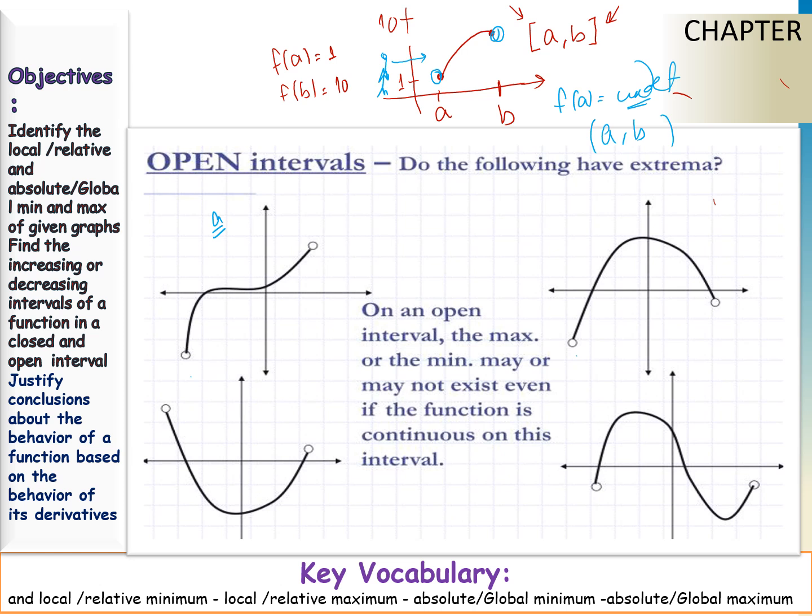And remember, if the points are not included, whether they are at the peak, the highest points of the graph, or the lowest point of the graph, you will say that there is no maximum and no minimum. We can show the minimum or maximum values only when the points are included.